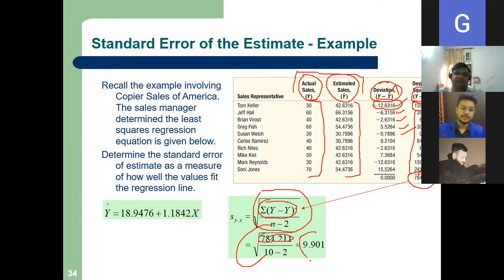So what is our standard error of estimate? 9.9. 9.90. So we are done with standard error of estimate. Any questions, students, till now?